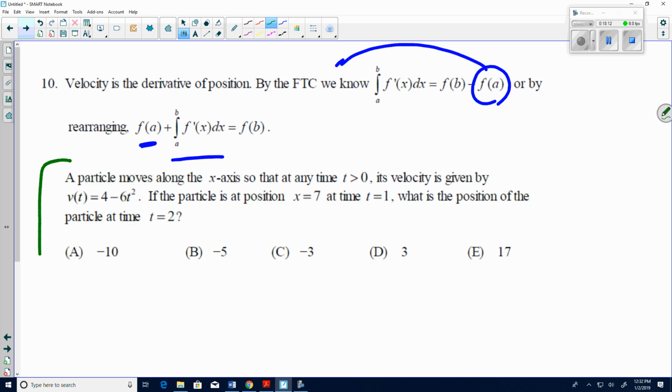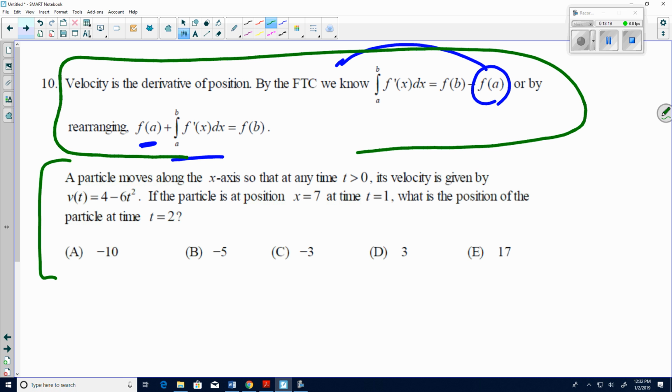And by the way, when I took this off of a released exam, this was the problem that was on the test. I had just added this as a, by the way, you're supposed to know this. This would not be given to you in May. You're supposed to know that up front.